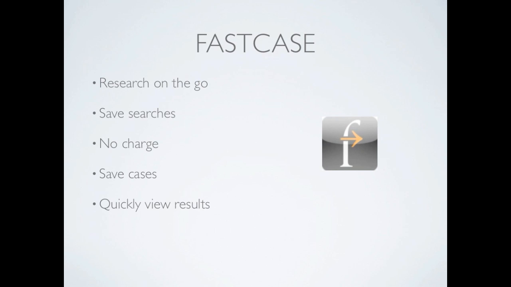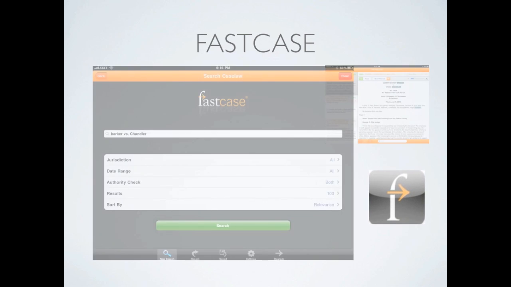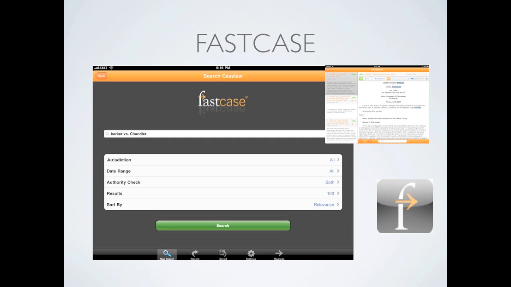Next up is going to be Fastcase. Fastcase is research on the go. It's like having Westlaw or Nexis right on your iPad. You can save searches, there's no charge at the time, and you can quickly find case law. These are screenshots. On the left we see our opening page. On the right, we see what a case looks like. We're going to zoom up on that.